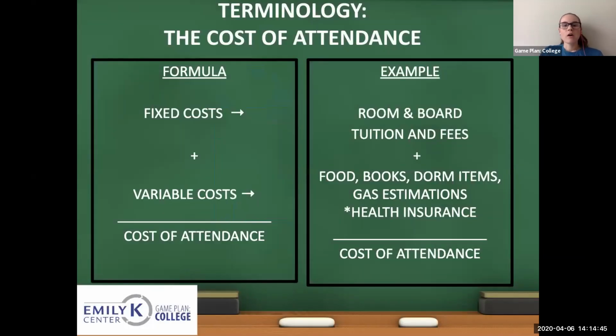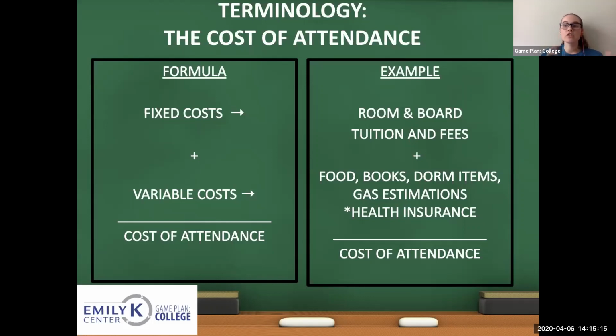So when you are looking at your financial aid award letter, you're going to see something at the bottom that says total cost of attendance. So we just kind of wanted to go through what goes into your cost of attendance. Your cost of attendance is fixed costs plus variable costs. So what does that mean? Fixed costs are things that you are going to be charged yearly regardless of your use. So that's going to be room and board and tuition and fees.